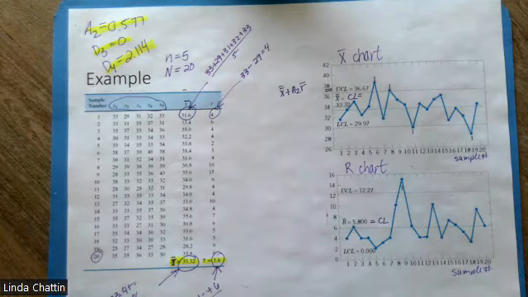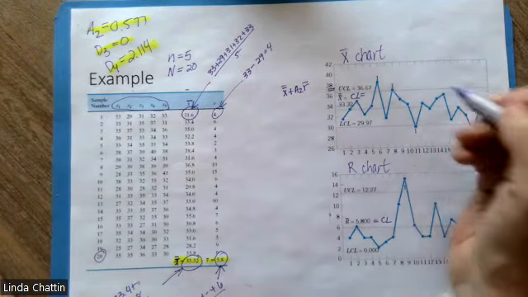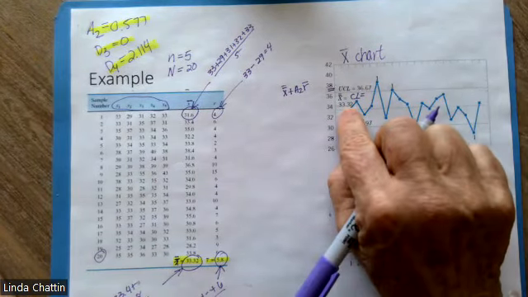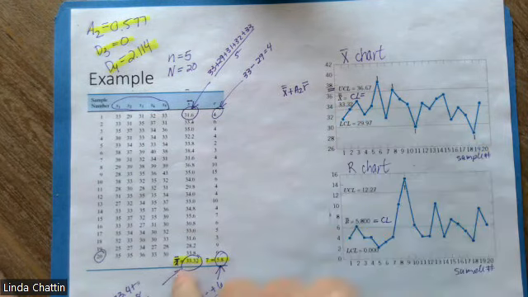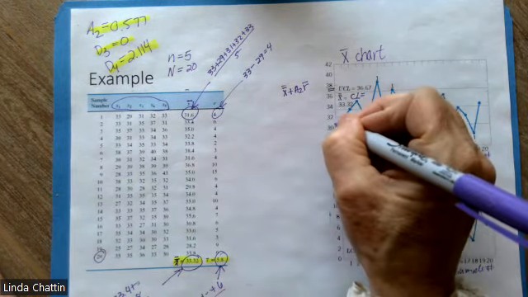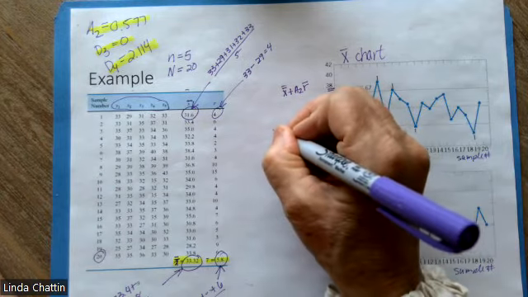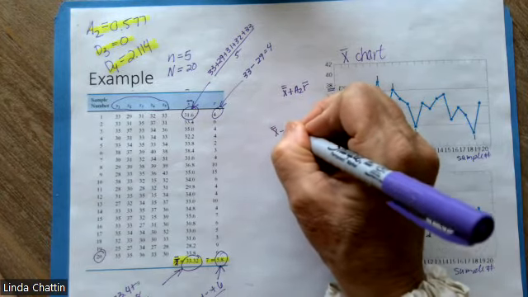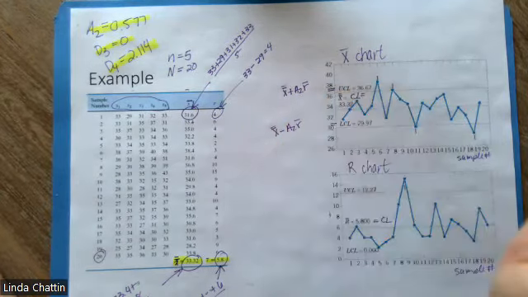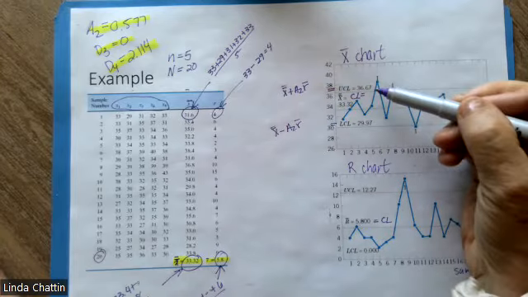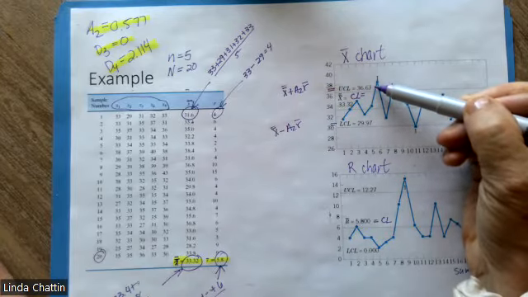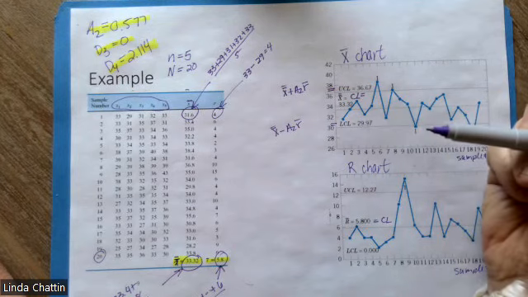Rather than clutter this up even more, I'll just show you where the formulas are. Then we have this center line, which was X double bar, which is down here. And then my lower control limit is going to be X double bar, the grand mean, minus A2 times R bar. If you punch those in, you're going to get exactly 36.67 and 29.97.